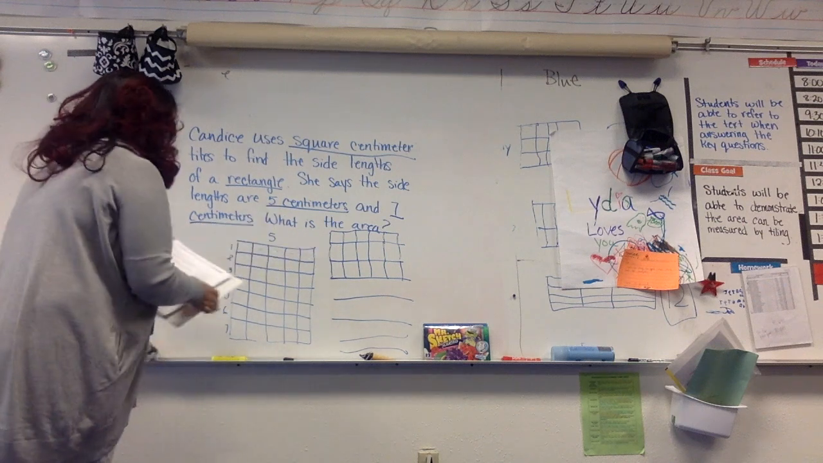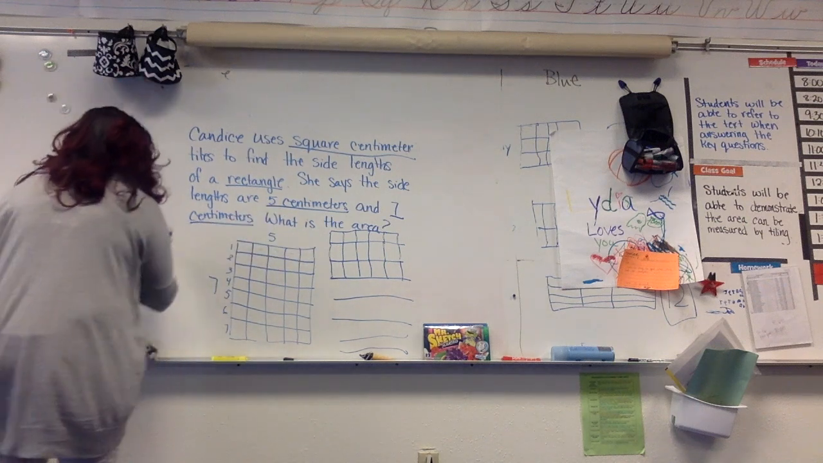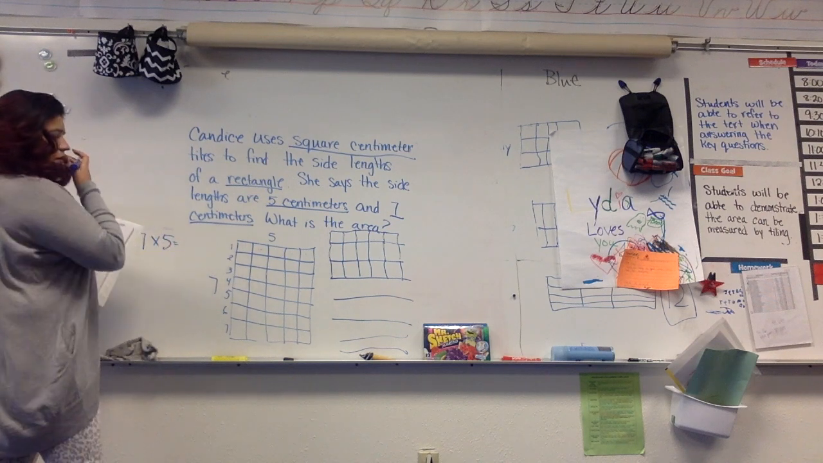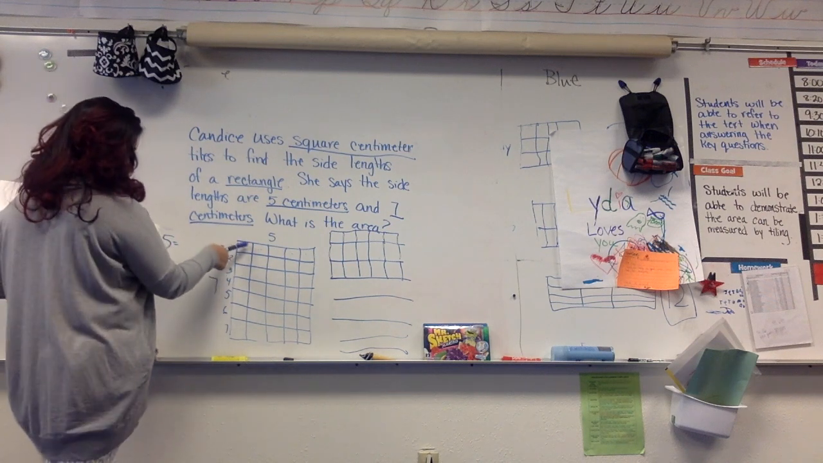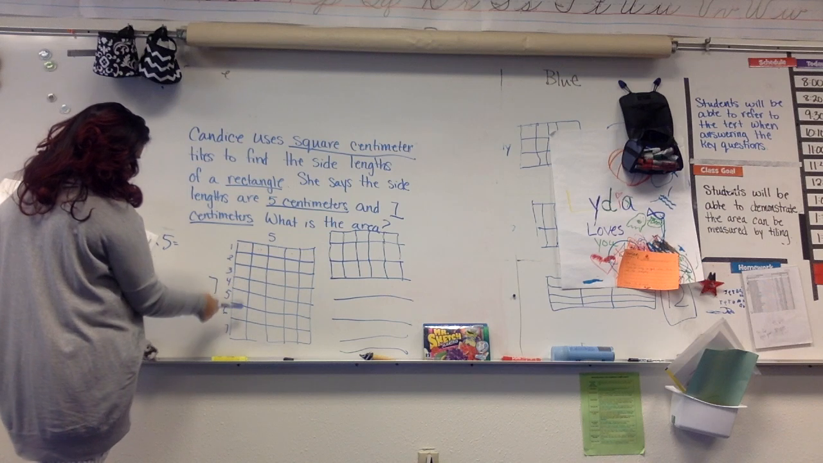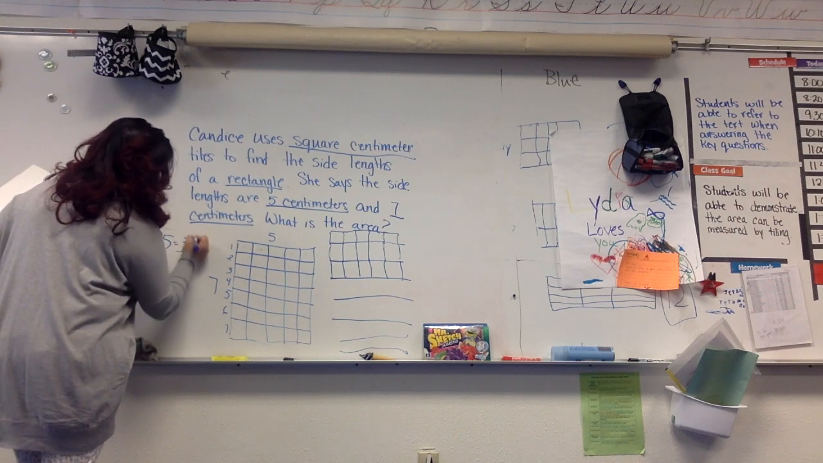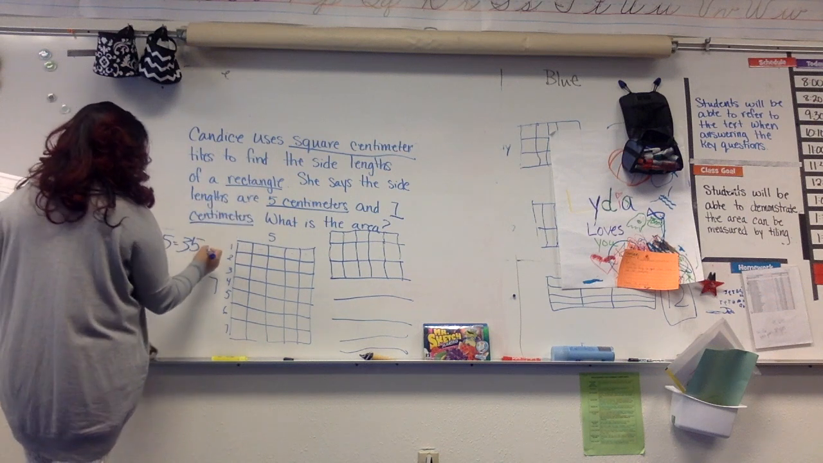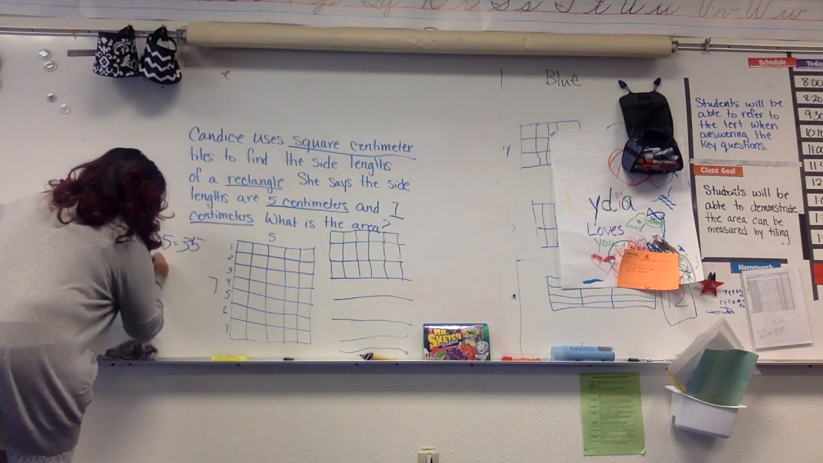So that's how we do our word problem. Then I have to do the equation. 7 times 5 equals, and if I don't know, I can count by 5s. 5, 10, 15, 20, 25, 30, 35. All right, so I got 35 for my area. So 35 square units.